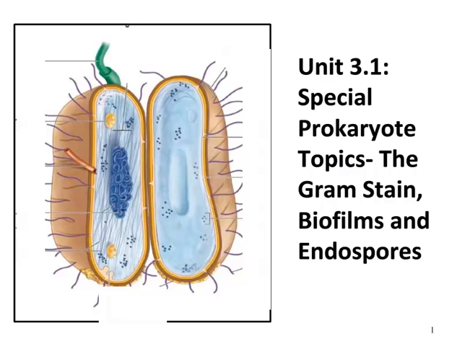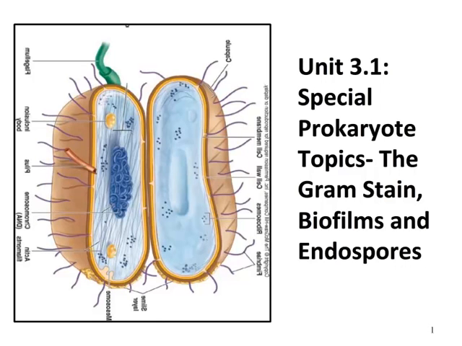Unit 3.1 covers special prokaryote topics, the Gram stain, biofilms, and endospores. Last week you learned about the structures of prokaryotes, both the external and the internal structures, and this week in Unit 3.1 we are taking a look at some of the real-life applications that the organisms put to these particular structures, as far as some real-life applications that we as scientists can apply to these cellular structures.